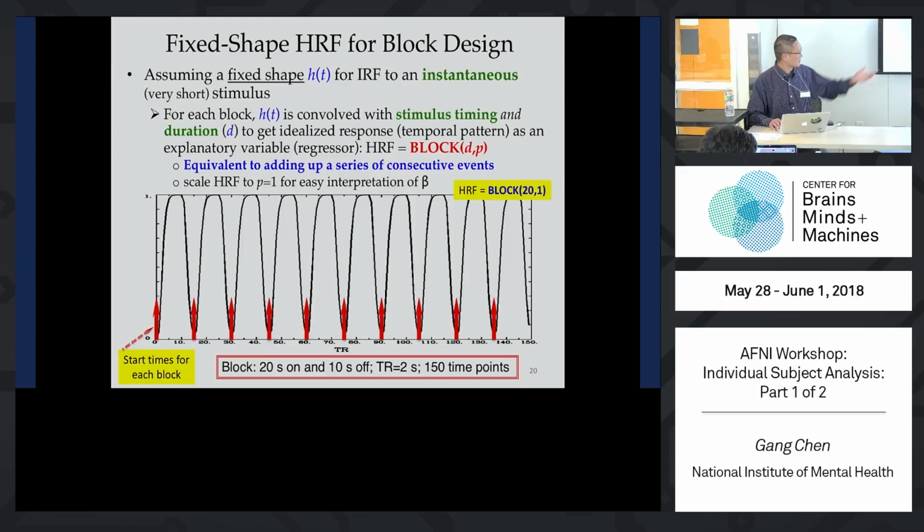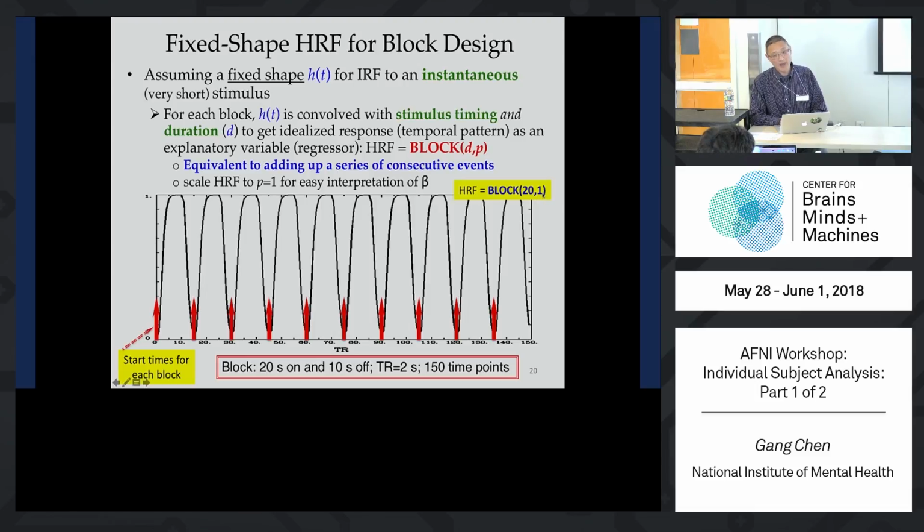All right, so here is a simple case. You have a block design, 20 seconds on, 10 seconds off. So you end up with this regular pattern of multiple trials. So that's a block design. You use this option, block, 20 seconds, that's the duration.